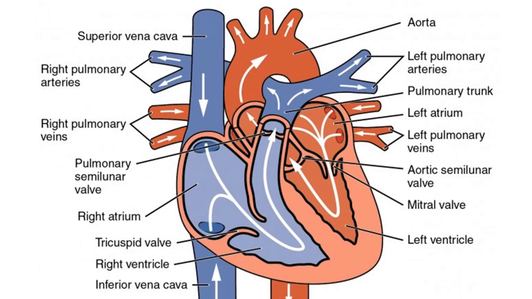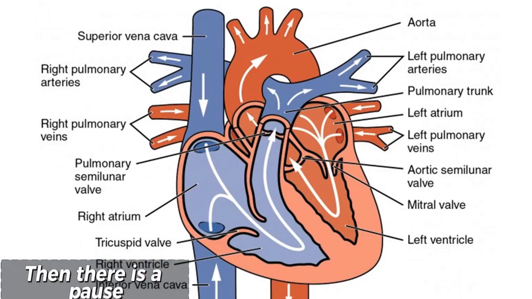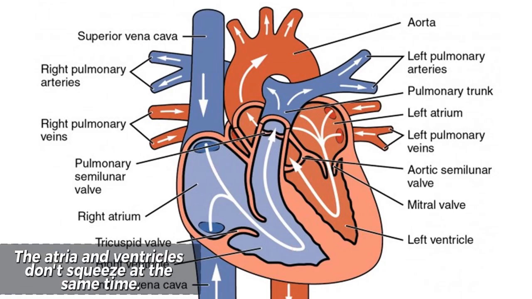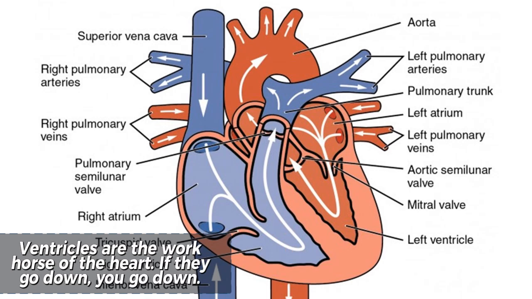So some overview on a couple of things. This chamber right here is called the atria, as is this one, right? Right atria, left atria. The two atria are going to squeeze at the same time. So squeeze, squeeze, blood's moving into the right ventricle. Squeeze, squeeze, blood's moving to the left ventricle. And that's happening at the same time. Now these bottom two chambers are called ventricles. And so the right ventricle is going to squeeze at the same time as the left ventricle.